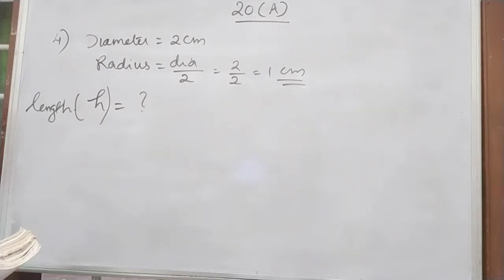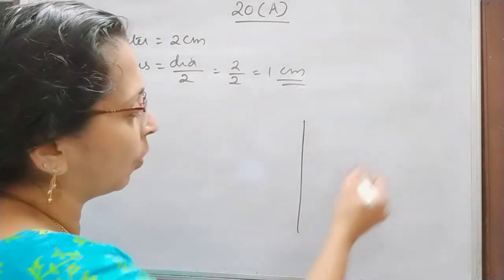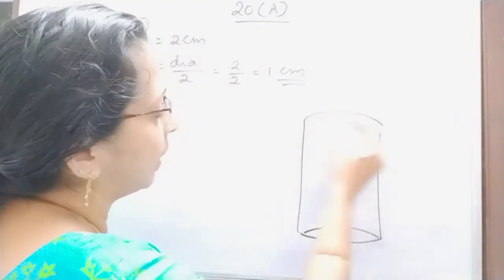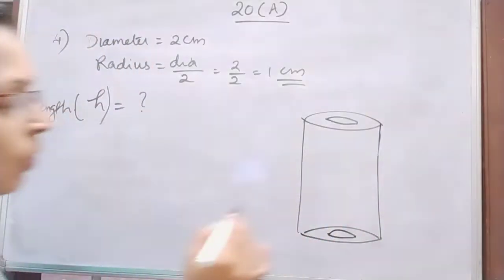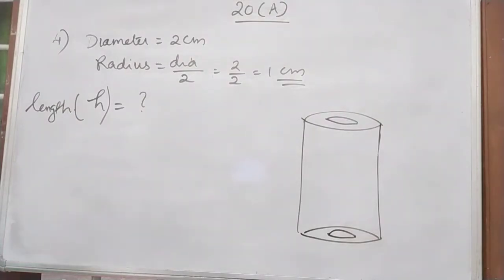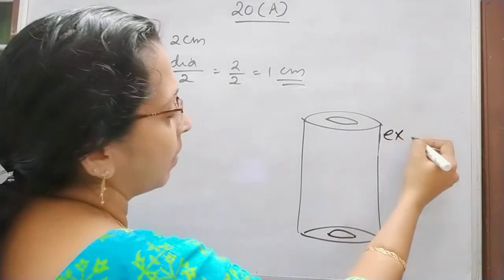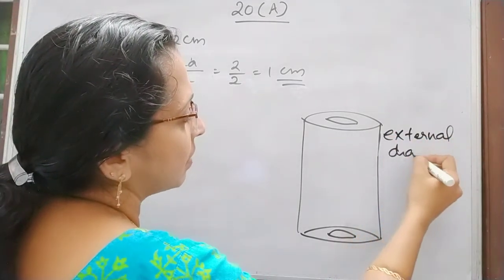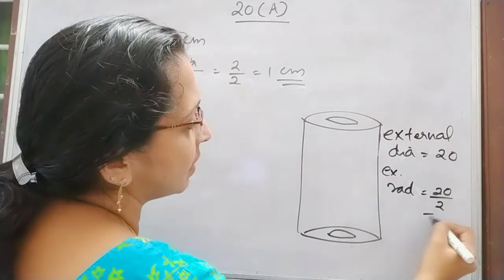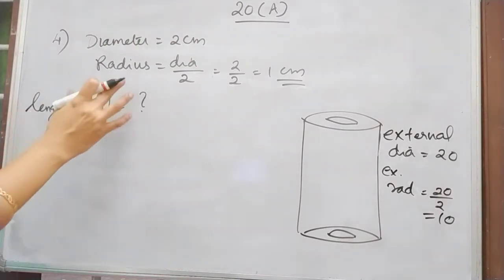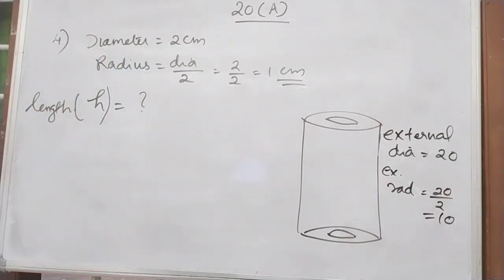So 20 centimeter diameter is the external diameter of that hollow one. So after melting that, we are getting the hollow cylinder. So that diameter is 20 centimeter. So the external radius will be 20 by 2, which is equal to 10. So here we have only the diameter 2 centimeter, and the length we have to find out.